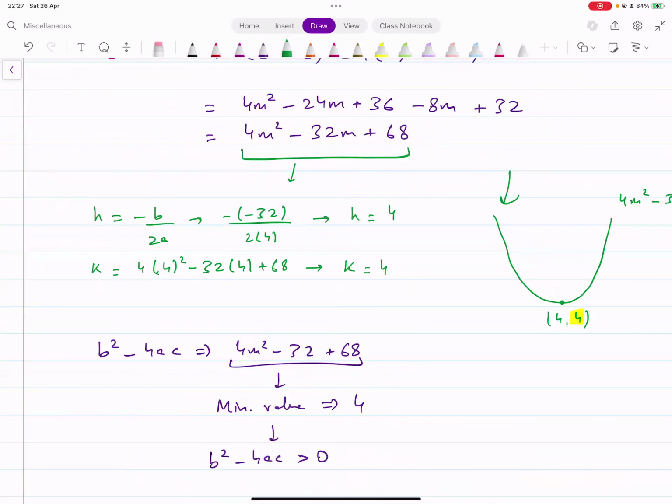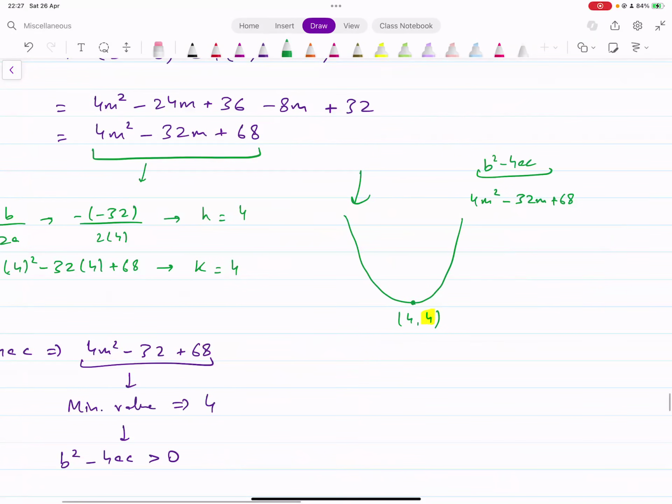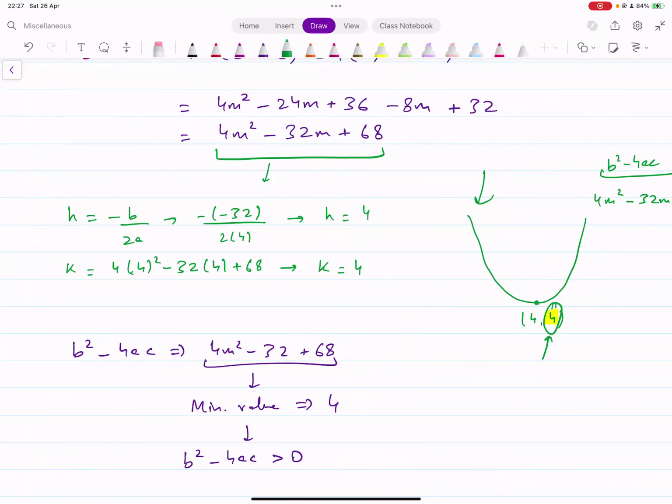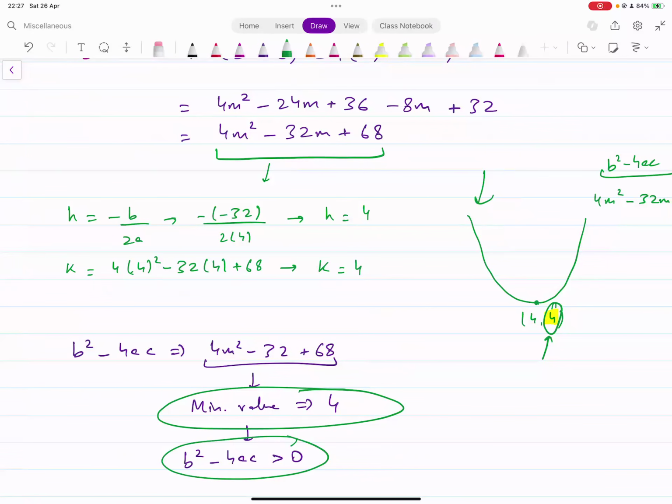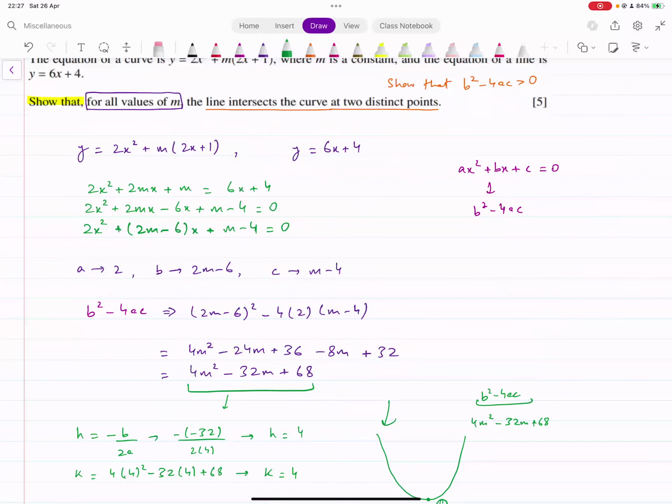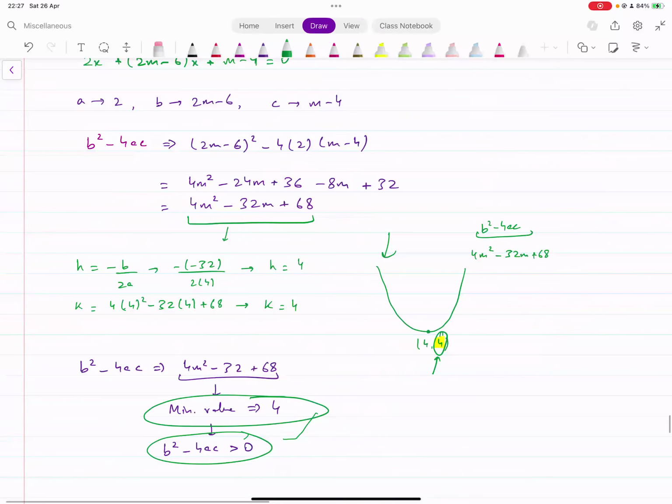Put that back in this function, and that gives the corresponding y coordinate. What that means is this curve, we are graphing the discriminant. That looks like this. The minimum value of the discriminant, what's that? The value of the discriminant is 4. That necessarily means it's always greater than 0. If it's always greater than 0, that means that the line and the curve intersect at two distinct points, no matter what the value of m is going to be. Does that make sense? This is one idea.